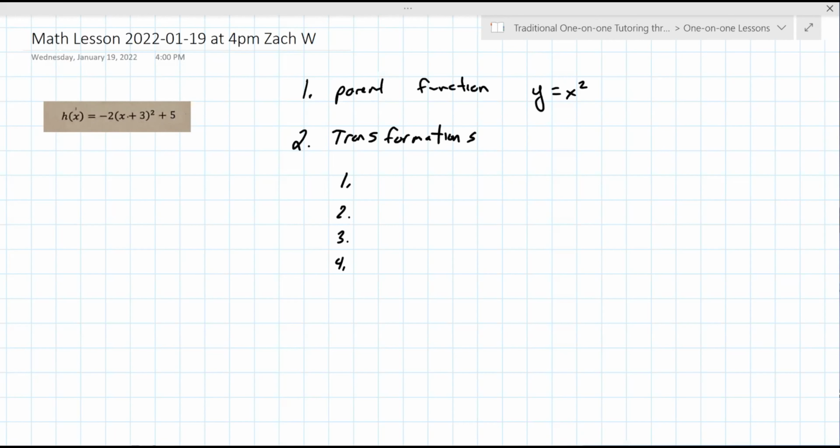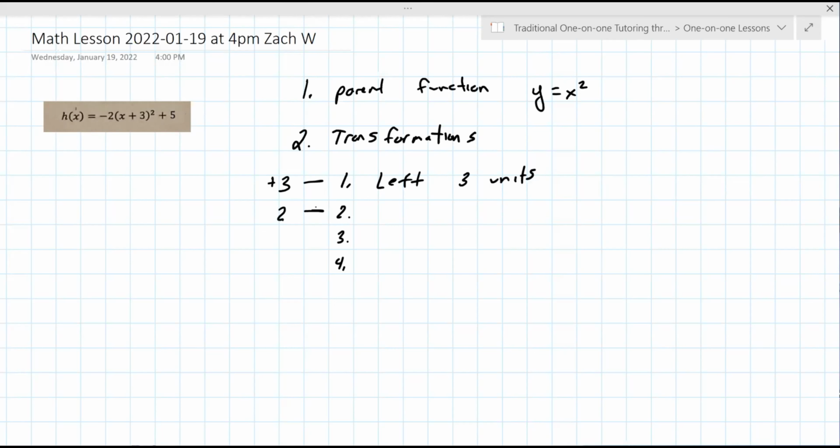The first one is this +3, and that would actually be going 3 to the left. Left, yeah, left 3 units. It moves horizontally 3 units to the left. Yes, that's very important. The 2 is the next one for me.